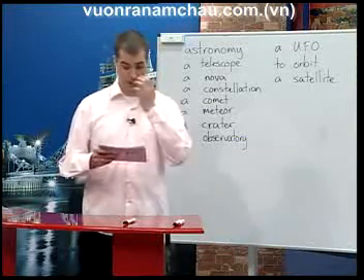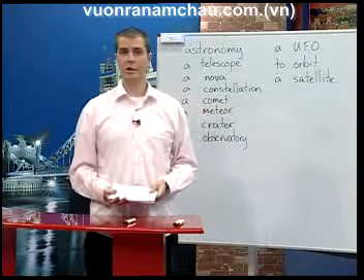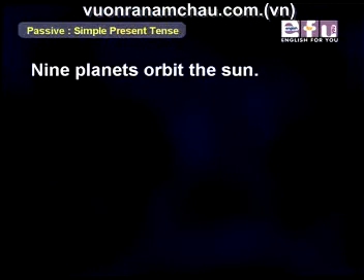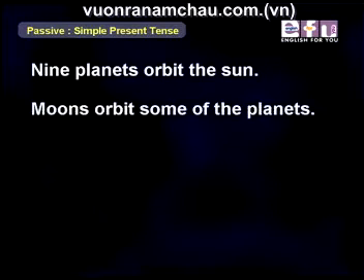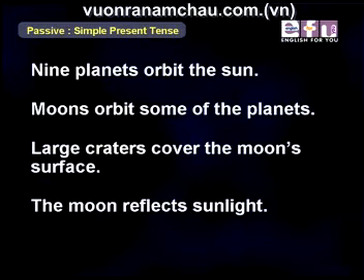Let's review the passive using the simple present. First, let's look at these sentences, and you can see these sentences on your TV screen. 9 planets orbit the sun. Moons orbit some of the planets. Large craters cover the moon's surface. The moon reflects sunlight.